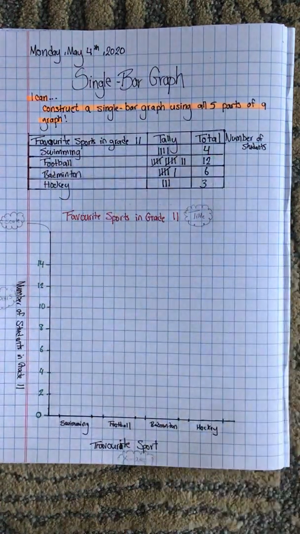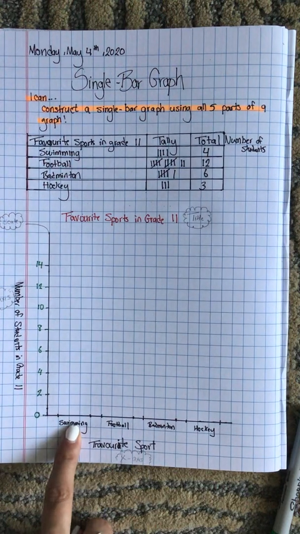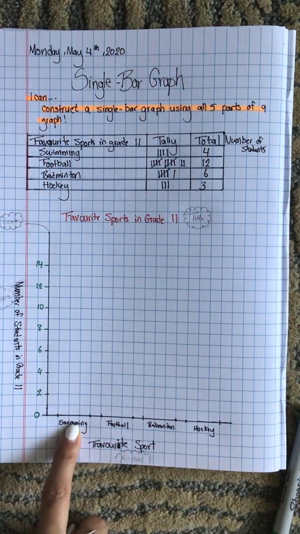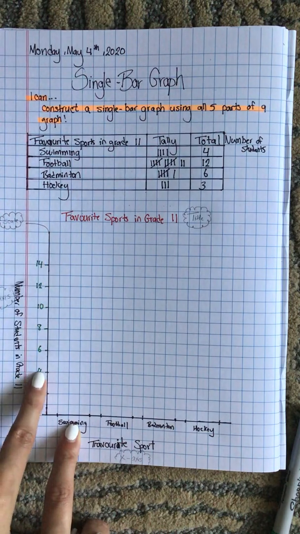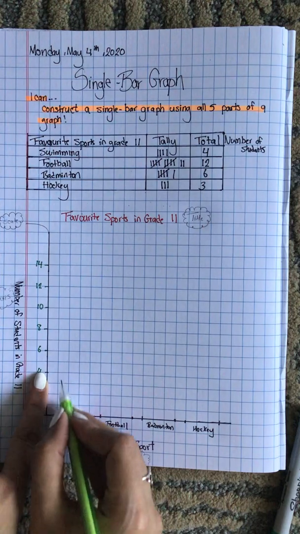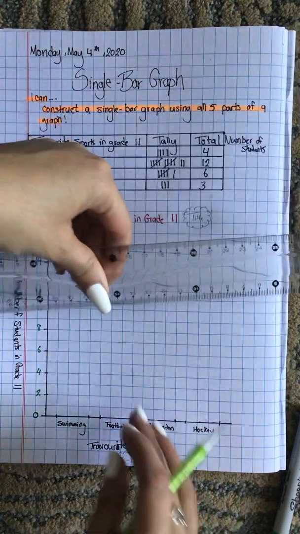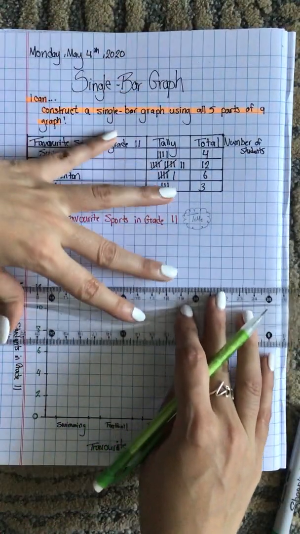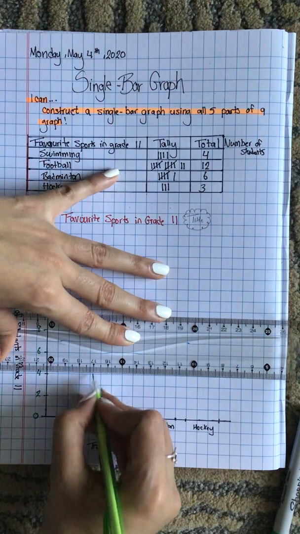So swimming, there were 4 students. So I need to graph that. I'm at swimming here, and I have 4 students. So I'm going to look at my scale. Where do I see 4? Right here. And I can use my pencil at this point. I know that swimming needs to be over here. A good use is to use your ruler, so I can say, okay, I'm at 4, so I'm over here.